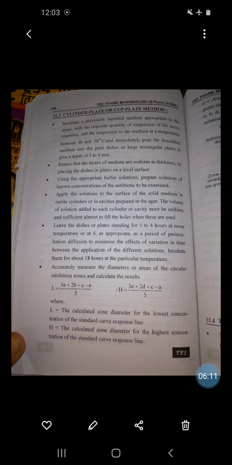Then C is the average zone diameter of 36 readings of the reference point standard solution. And where a, b, d, e are the corrected average values.